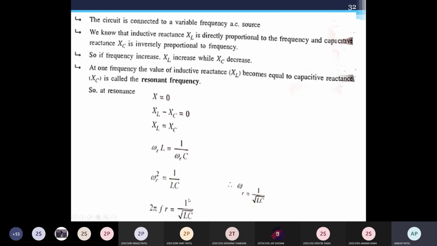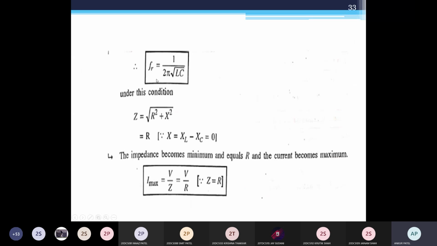But omega R is equal to 2 pi F subscript R. It is not in multiplication, but it is in subscript. 2 pi F R is equal to 1 upon under root LC. So we can write FR is equal to 1 upon 2 pi under root LC. So this is the resonant frequency. It is given in hertz.